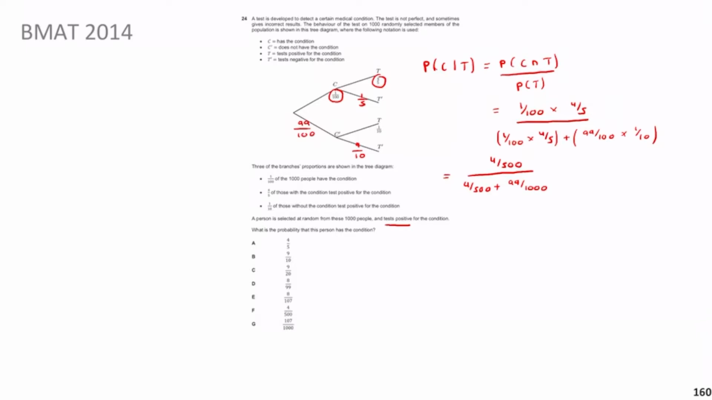And then what I'm going to do is the 4 out of 500, I'm going to turn that into 8 over 1,000. They are going to be equivalent, 8 over 1,000 plus 99 out of 1,000. And then all of the over 1,000, I can just cancel them out nicely. That's great. So then I'm going to get 8 out of 99 plus 8, which is going to be 107. So 8 out of 107. And therefore, the grand answer, guys, is going to be E in this case.